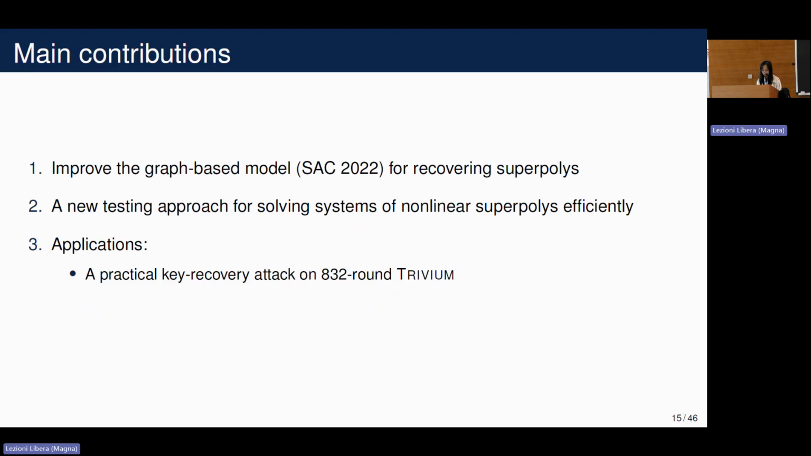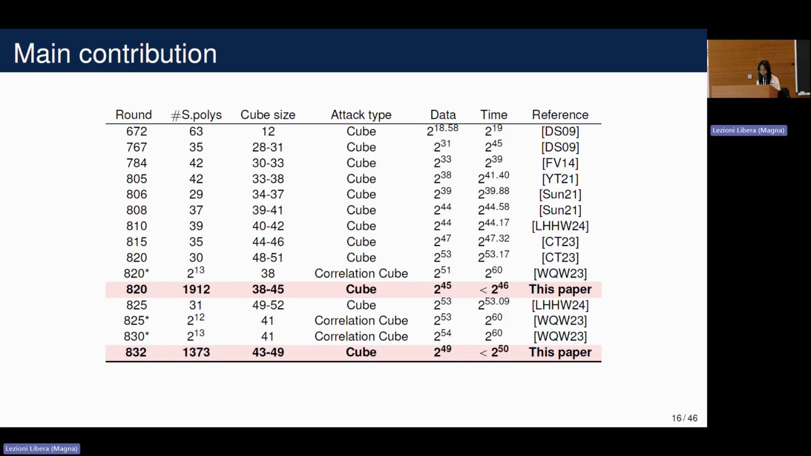We summarize our main contributions in three parts. First, we improve the graph-based model. Second, we propose a new testing approach. And thirdly, we apply our method to a practical key recovery attack. Here are the results. We improve the previous highest round of Trivium that can be attacked practically. And these are our main contributions.